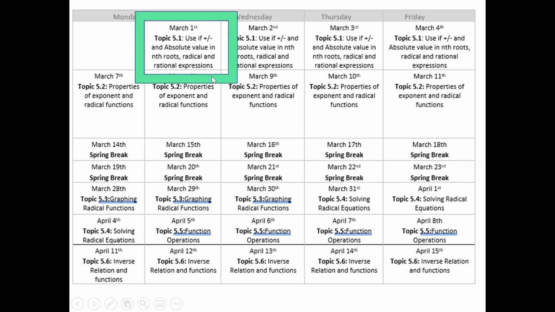All right, you guys, so this is our first day. Today is the 1st of March, and we're going to look at using plus and minus and absolute values in the nth root, radical, and rational expressions.